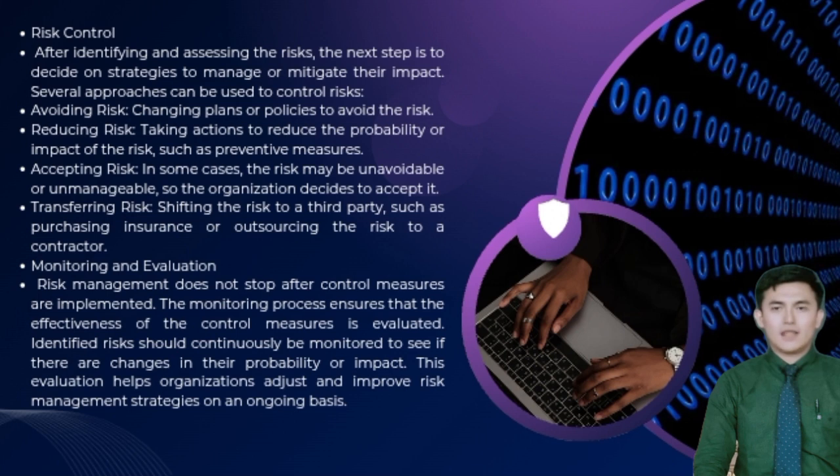Risk control. After identifying and assessing the risks, the next step is to decide on strategies to manage or mitigate their impact. Several approaches can be used to control risks: avoiding risk, changing plans or policies to avoid the risk; reducing risk, taking actions to reduce the probability or impact of the risk, such as preventive measures; accepting risk. In some cases, the risk may be unavoidable or unmanageable, so the organization decides to accept it. Transferring risk, shifting the risk to a third party, such as purchasing insurance or outsourcing the risk to a contractor.